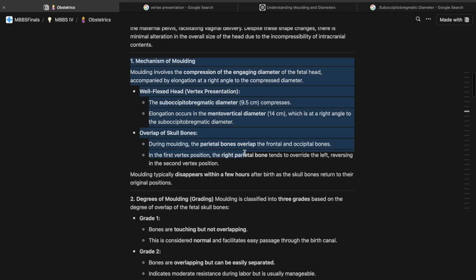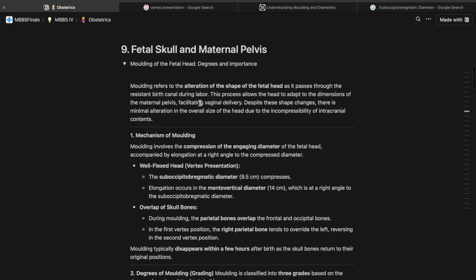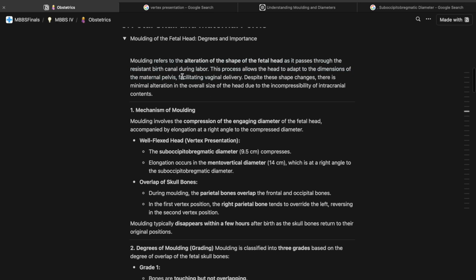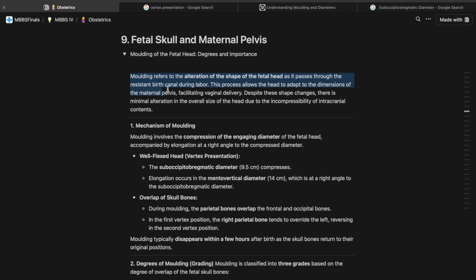Yeah, so now this becomes much easier to understand. Even for me, I didn't expect this. Molding refers to the alteration in shape of the fetal head as it passes through the resistant birth canal during labor. This process allows the head to adapt to the dimensions of the maternal pelvis, facilitating vaginal delivery. So it passes through the birth canal, right? The shape of the fetal head needs to adapt to the maternal birth canal. When this passing through happens, that alteration of shape itself is molding.